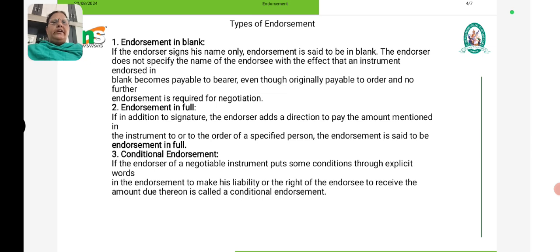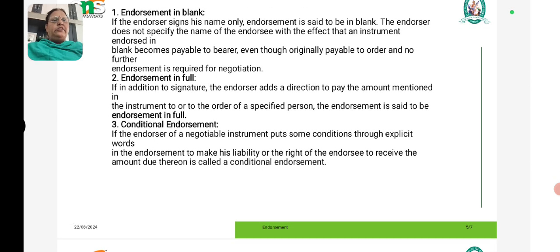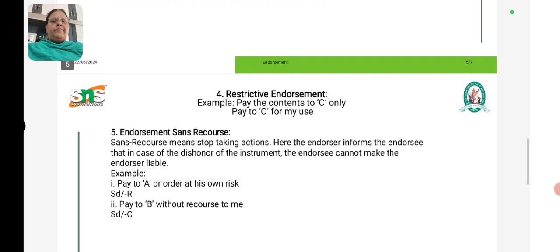Endorsement in full: if, in addition to the signature, the endorser adds a direction to pay the amount mentioned in the instrument to, or to the order of, a specified person, the endorsement is said to be endorsement in full. Conditional endorsement: if there is any condition attached to the endorsement, it is known as conditional endorsement. If the endorser of a negotiable instrument puts some conditions through explicit words in the endorsement, it limits his liability and the right of the endorsee to receive the amount due thereon.